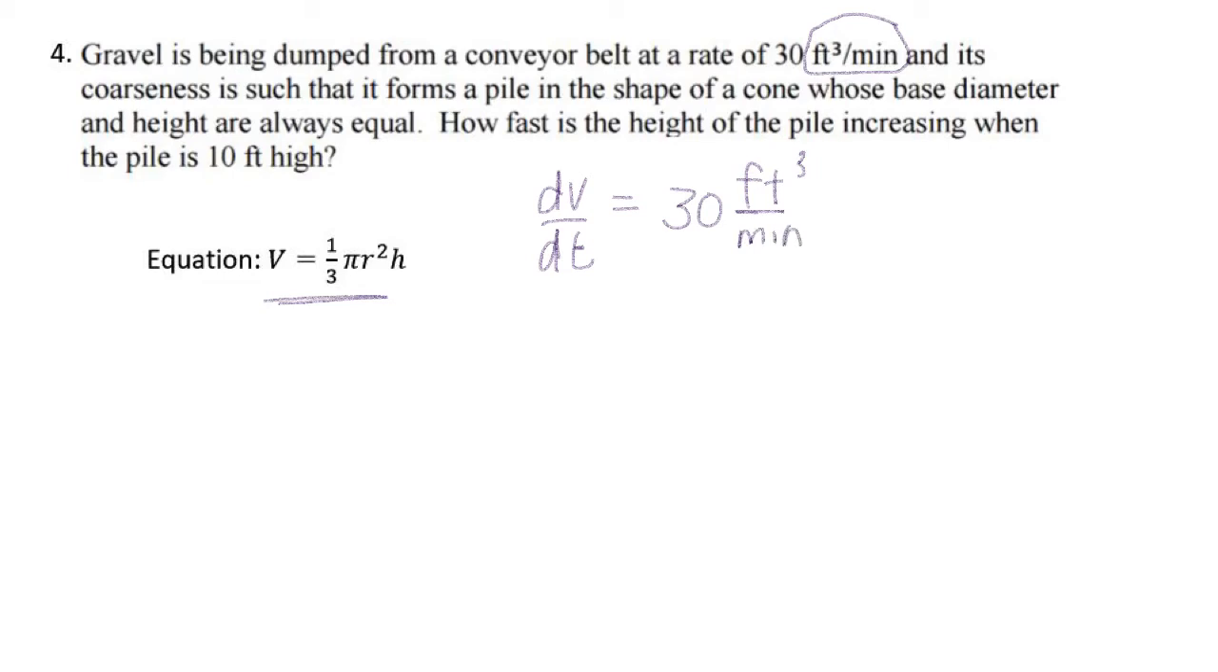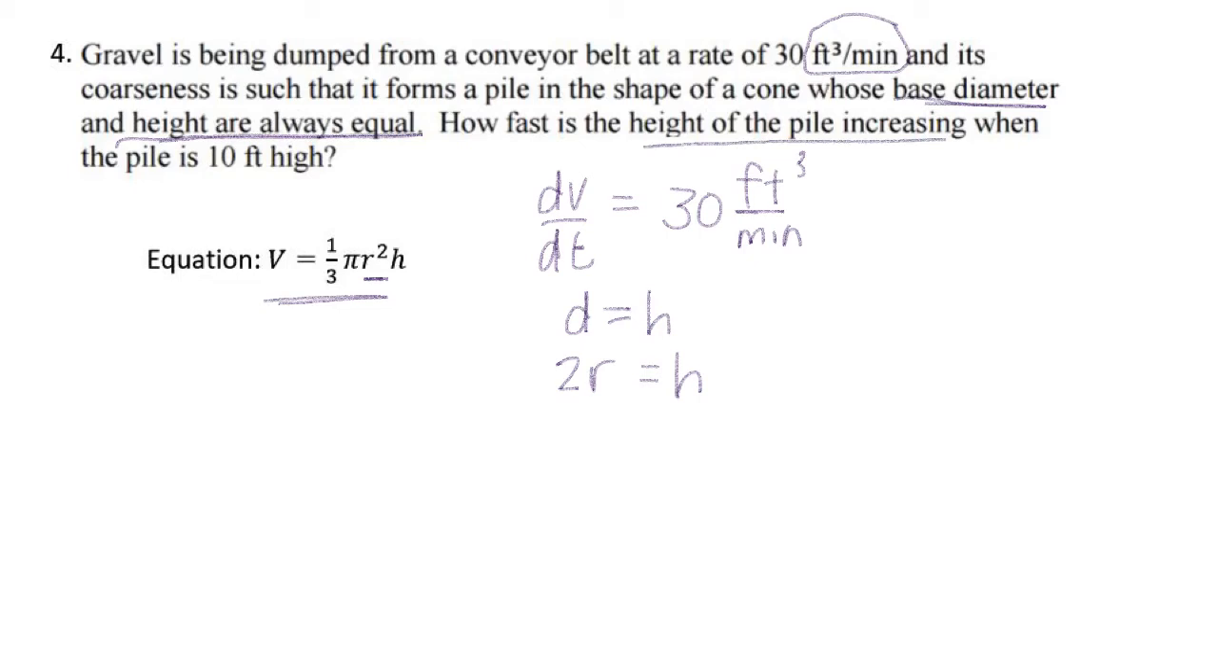And its coarseness is such that the pile forms the shape of a cone whose base diameter and height are always equal. Oh, well, that's handy. So I know my diameter is equal to the height. So let's see, the diameter is 2 times the radius, isn't it? 2r equals our height. So we have that relationship, and I go to that relationship because our formula has r and h.